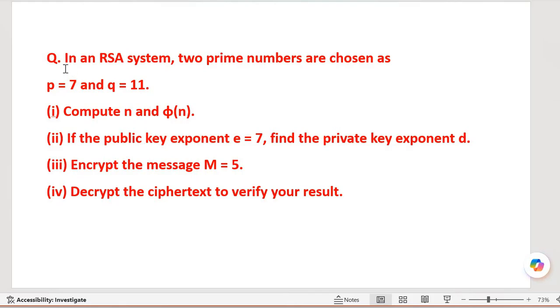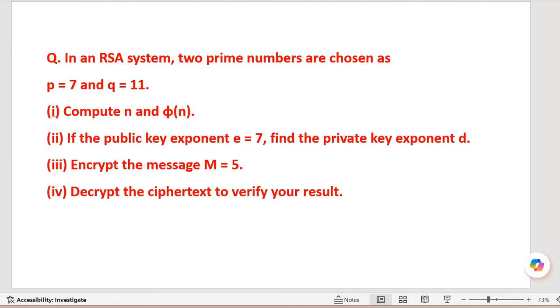Okay, so the complete question is: in an RSA system, two prime numbers are chosen as P is 7, Q is 11. Most of the time, they will give you these values, prime numbers like P and Q. Then what you have to do is compute n and phi n.